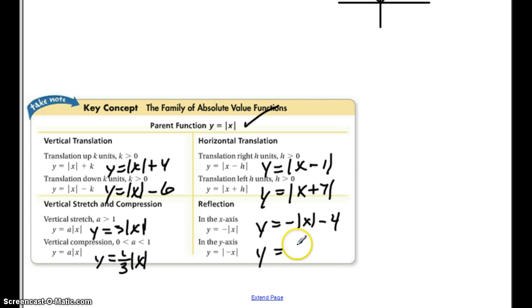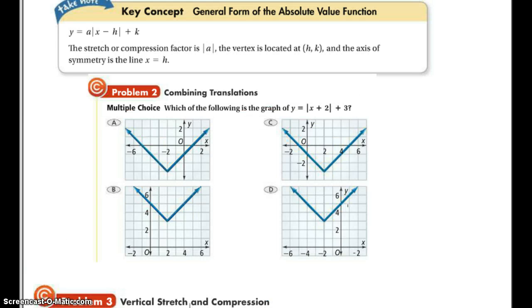Reflecting around the y-axis, you could have something like 2 absolute value of negative x plus 5. Again, as long as the negative is inside with the x, then it's going to be a reflection. Let's take a look at combining some of these translations. A bit of a multiple choice for us.